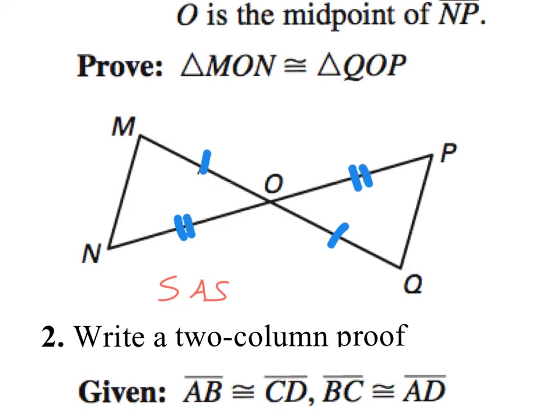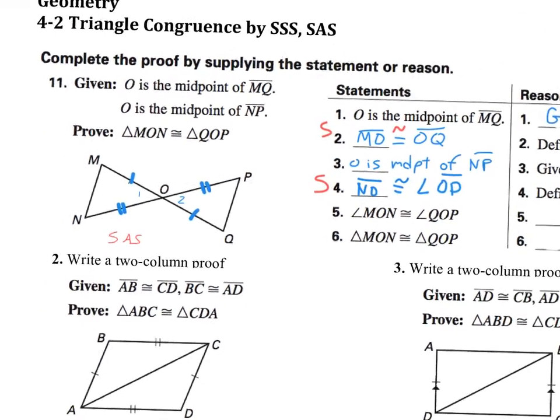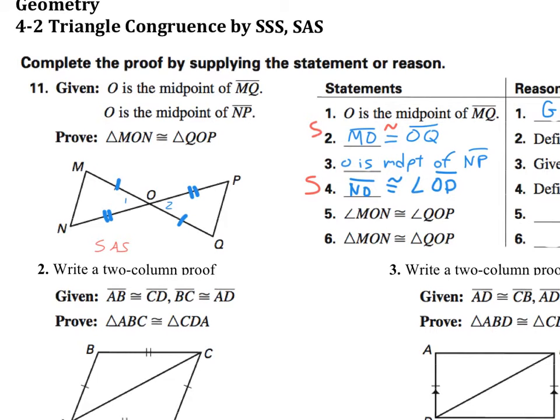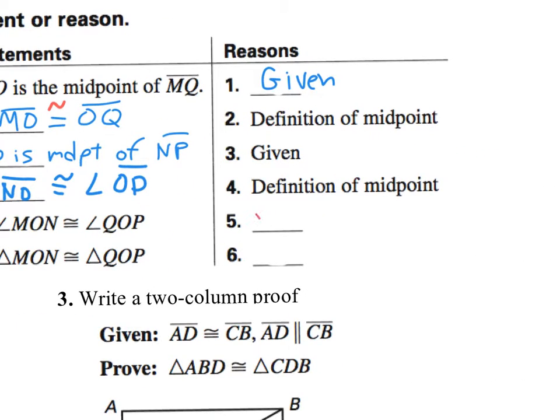Now, folks, it's so much easier just to throw numbers down and use the numbers. You can use the letters if you would like. Over here, it's already mentioned to you, so we don't have to worry about that. So MON and QOP, the angles. And what's the reason for that? Starts with a V. Vertical angles are congruent. Remember, the term vertical angles only tells you what they are. It doesn't say that they're congruent.